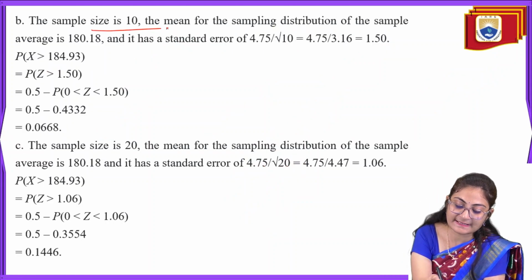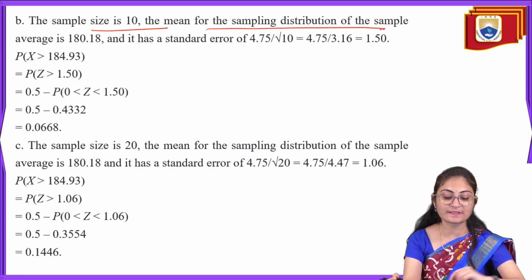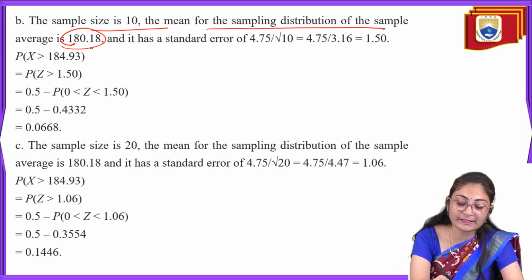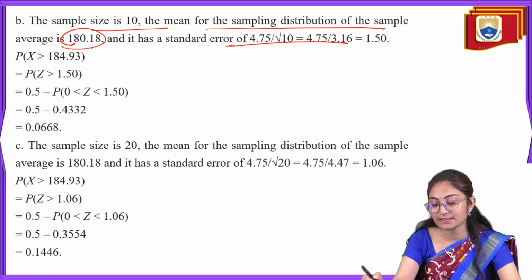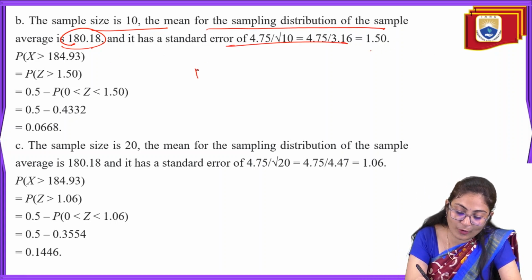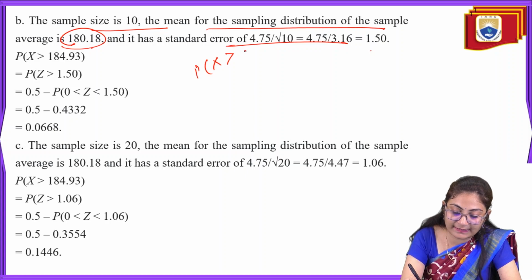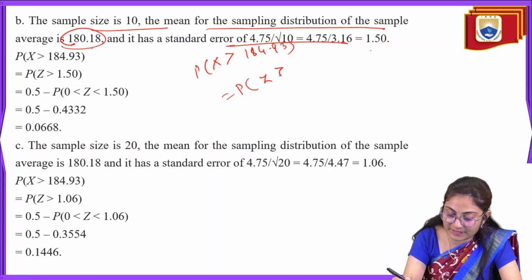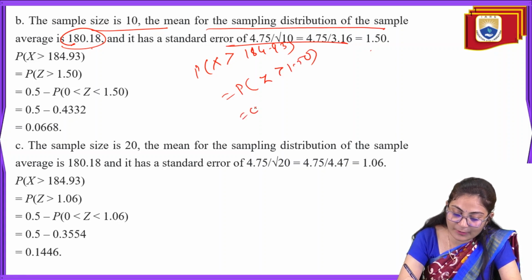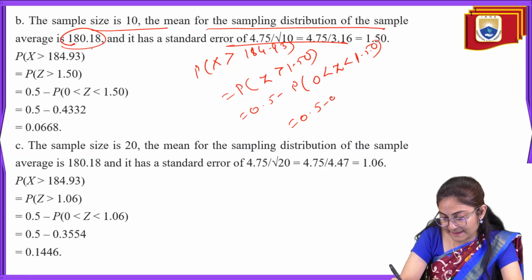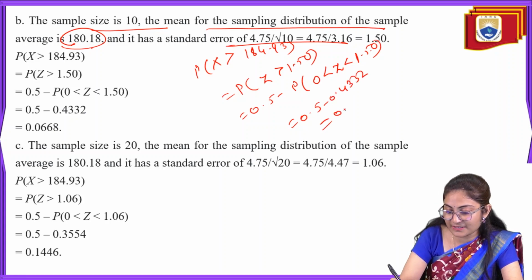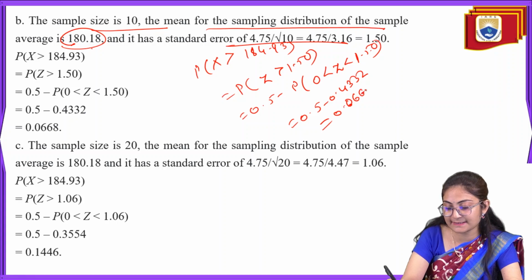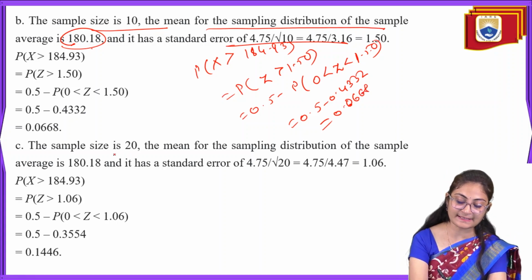Now the next sample size is 10. The mean of the sampling distribution of the sample average is 180.18 and the standard error is 1.50. So again P of x greater than 184.93. Then you will get z greater than 3.17, and 0.5 minus P of 0 less than z less than 1.50. Then 0.5 minus 0.4332, and then 0.0668.